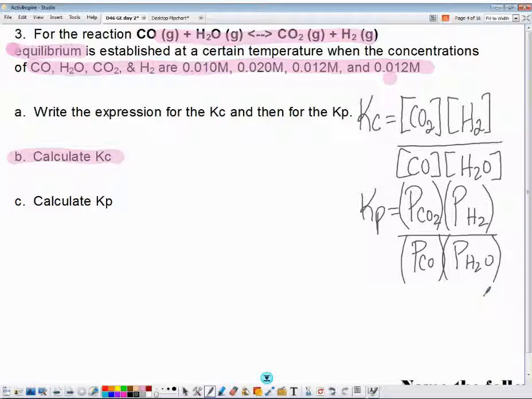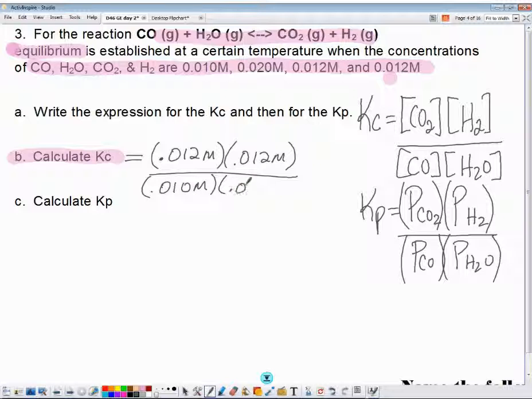Okay. So now we're ready to go calculate the value of the Kc, so we're going to say equals, and we're just going to plug in our numbers. 0.012 molarity times 0.012 molarity divided by 0.01 molarity, the CO value, and the H2O value, 0.02 molarity. And we're going to get a value that's equal to 0.72. Okay, so the Kc is equal to 0.72.